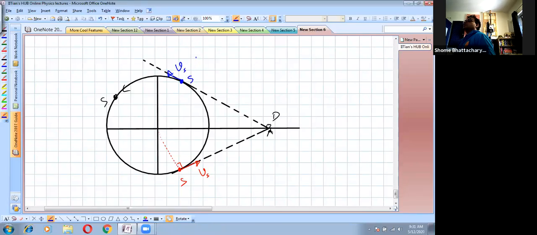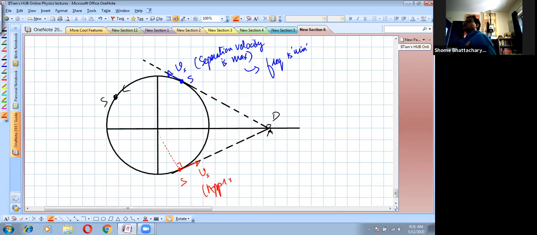So this is when the separation velocity is maximum. So that means frequency is minimum. The Doppler shifted frequency for the detector is minimum. Whereas in this position here, the approach velocity is maximum. So the Doppler shifted frequency is maximum.